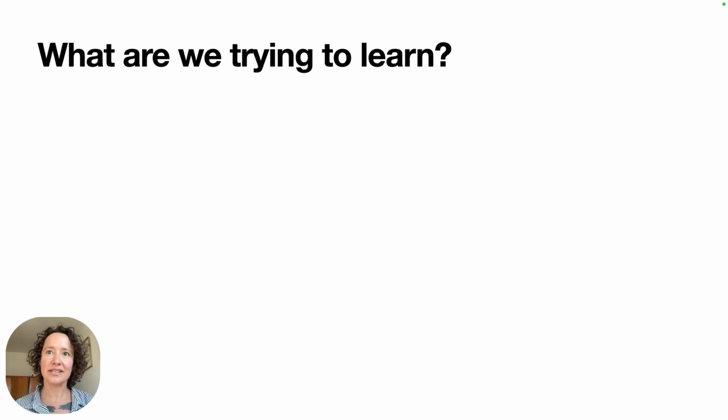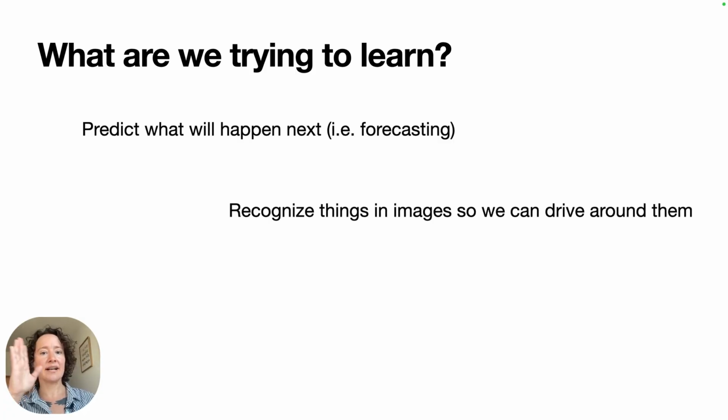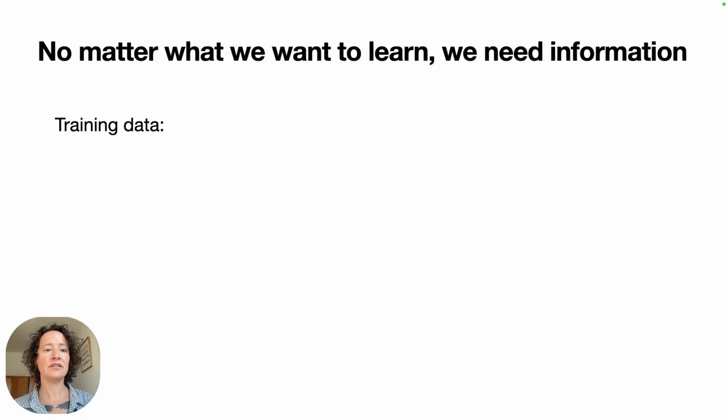When we're talking about machine learning, or really any advanced data problems, we're usually trying to learn something to predict. We might be trying to predict what happens next. We might be trying to recognize things in images so we can drive around them, right? So we can figure out how far is something, how near is something, and then drive around that. Or we might be trying to store the entire information of the world so that we can essentially do search and retrieval, which is at some level what these chatbots are doing. So these might be all of the different things that we're trying to learn.